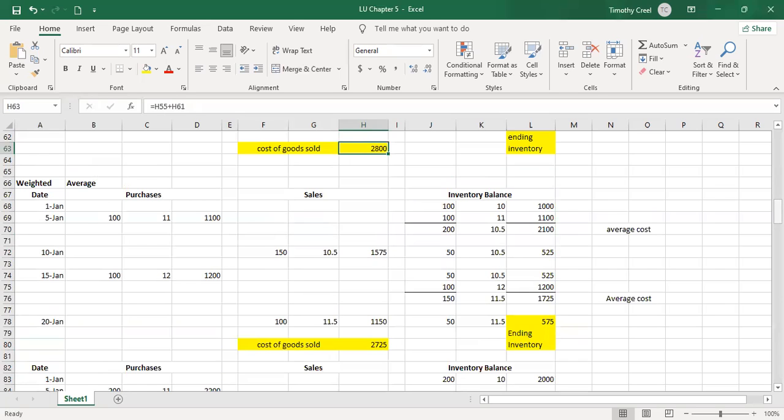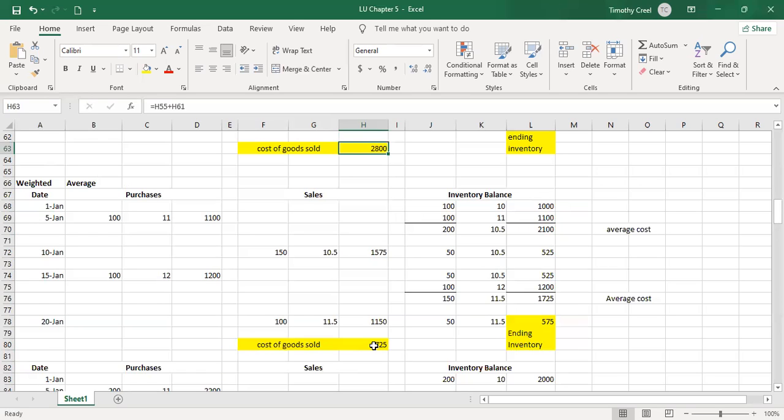Like I said, weighted average has the advantage of probably being the most accurate method of all of them. So weighted average is really growing in usage by companies because as technology gets better, they can figure more things related to weighted average with their systems.